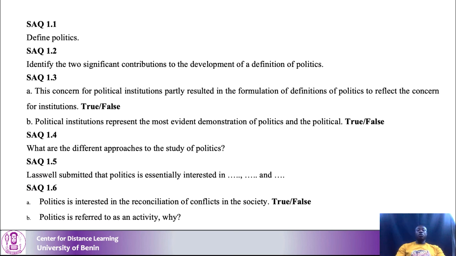Of course, all the different approaches that we have taught you, we are expected to explain them in this question. Of course, last we submitted that politics is essentially interested in what and what and what. Now, politics is interested in the resolution of conflicts in the society. True or false?